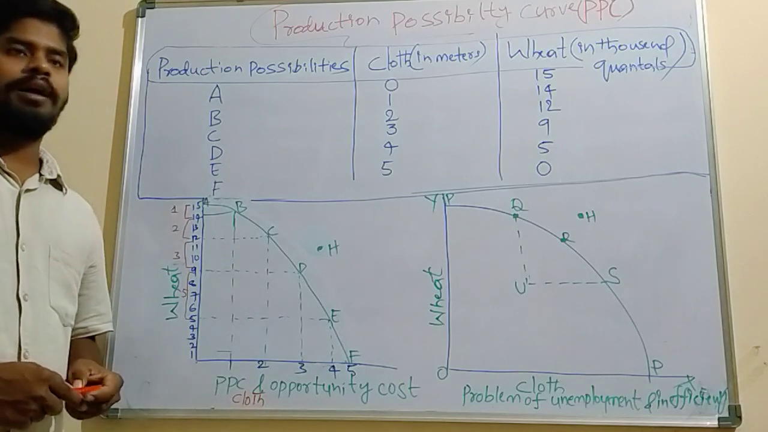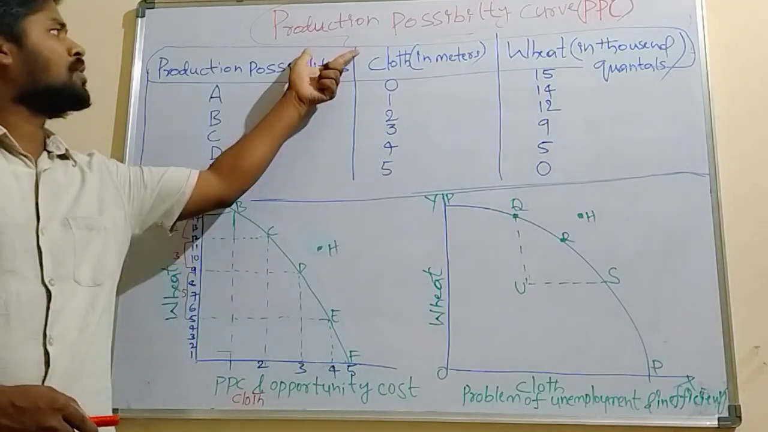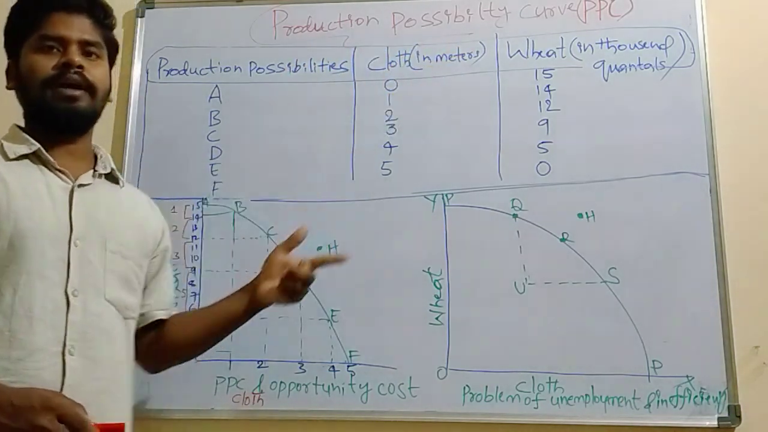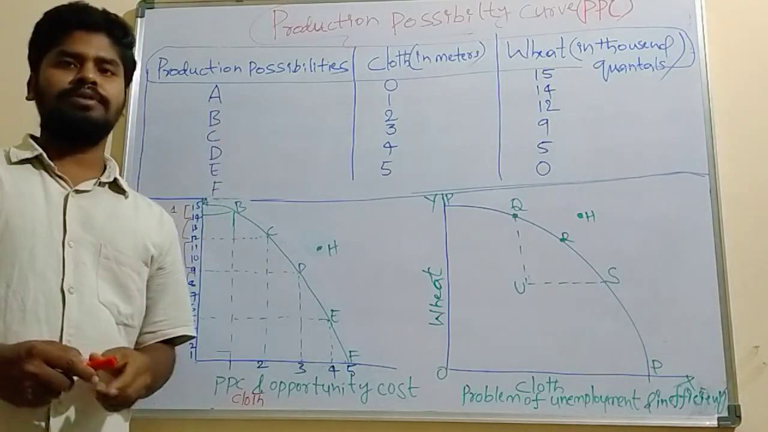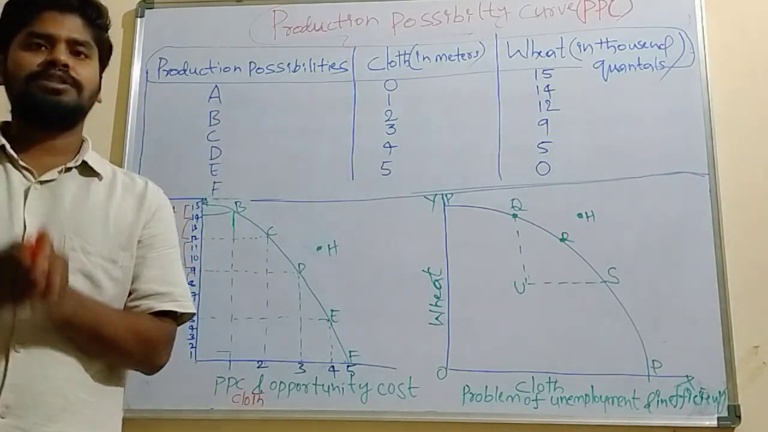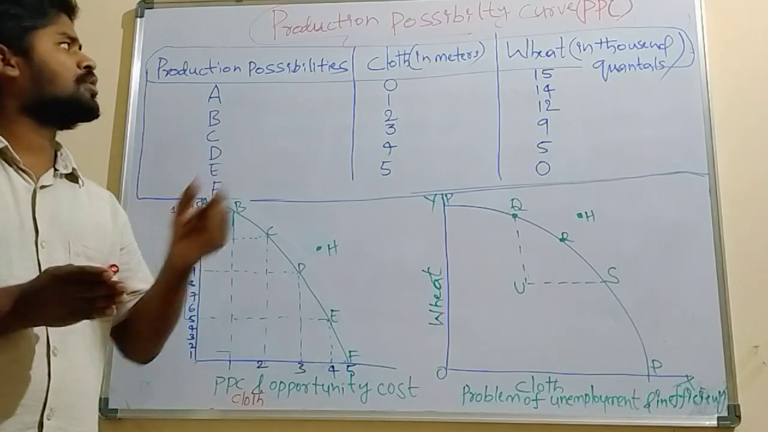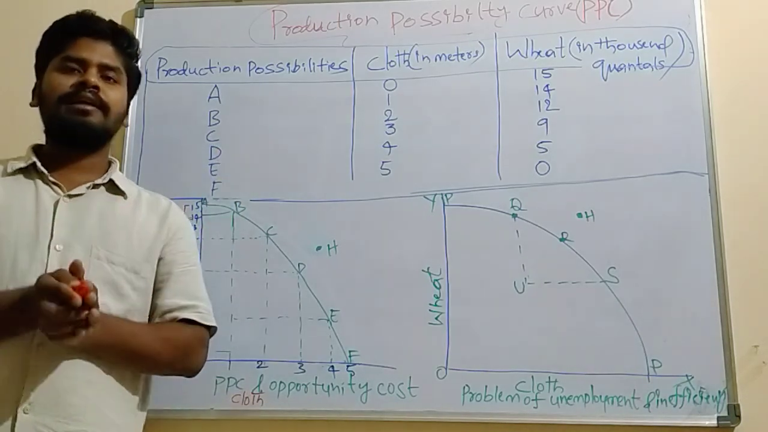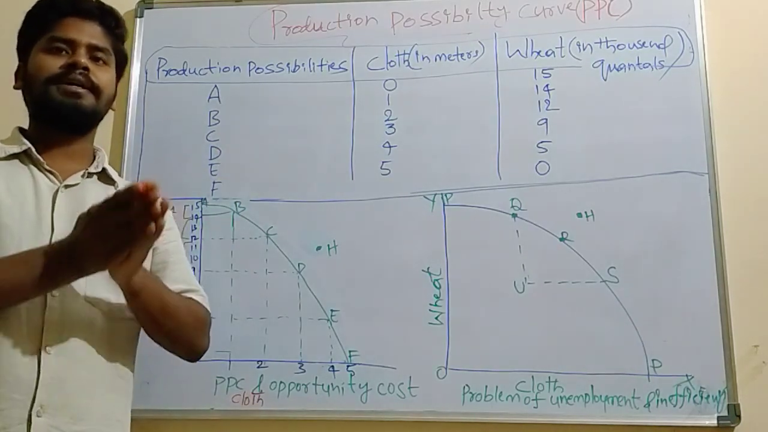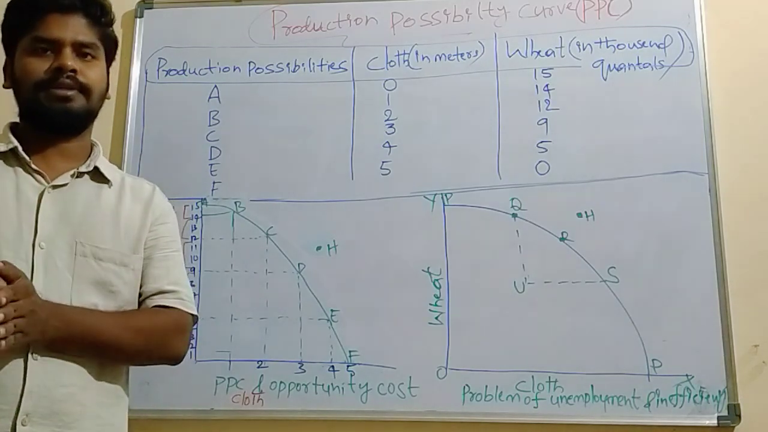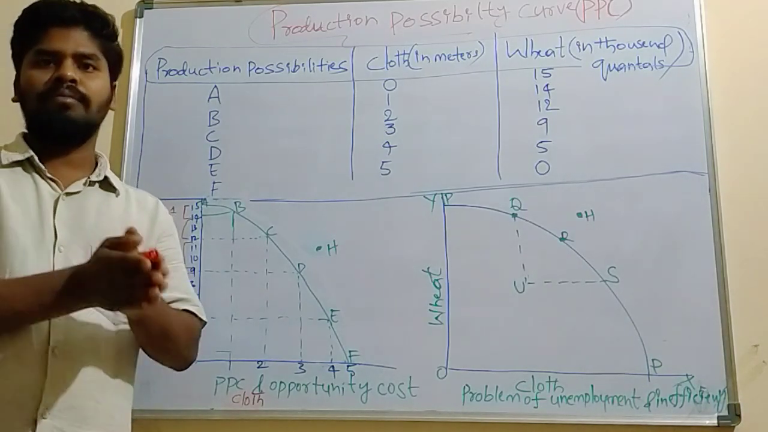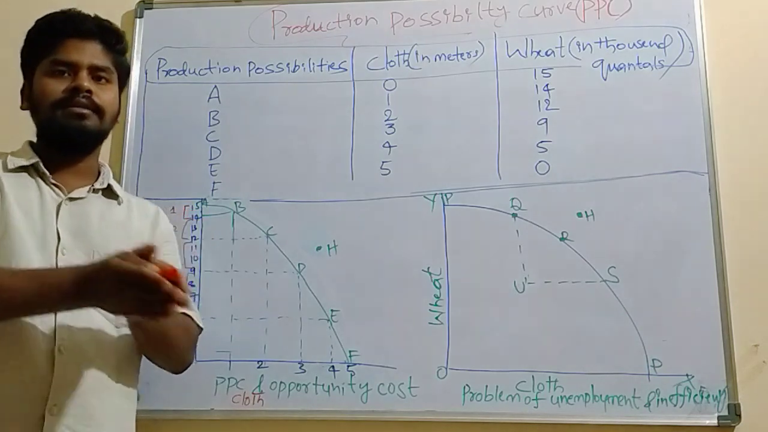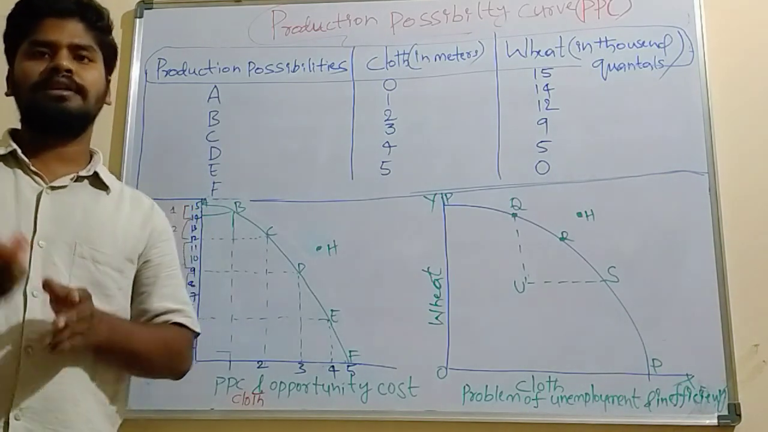In this video, I am going to explain the production possibility curve. So what is the production possibility curve? Before going to it, in economics generally, we have unlimited wants and limited resources. According to Robbins, unlimited wants, limited resources, and alternative choices.